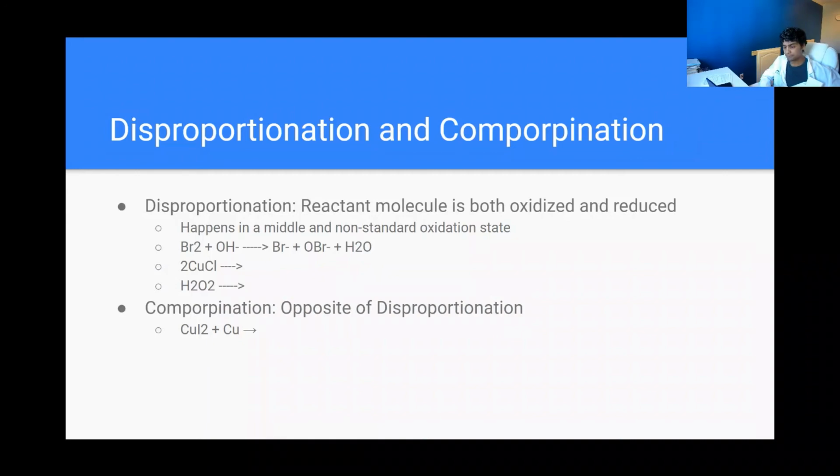It's +1. So what will happen? It's a middle oxidation state. That's non-standard. That's not a typical oxidation state for copper. It will form copper metal and Cu2+ plus 2Cl-, because this +1 gets reduced to 0 and oxidized to +2.